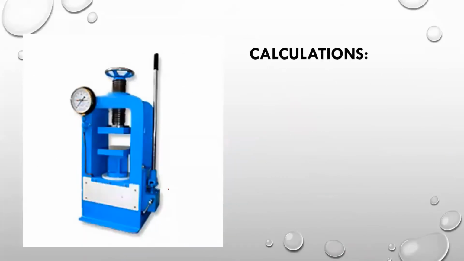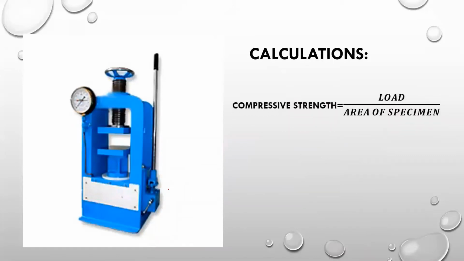So what is next? Calculation. How can you do this calculation? Compressive strength is equal to load upon area of the specimen. Whatever load is applied, you have to see it in the dial gauge of the testing machine. Whatever the reading comes out, you have to divide it by the area of the specimen.